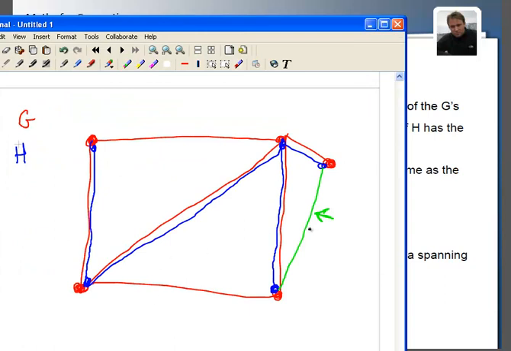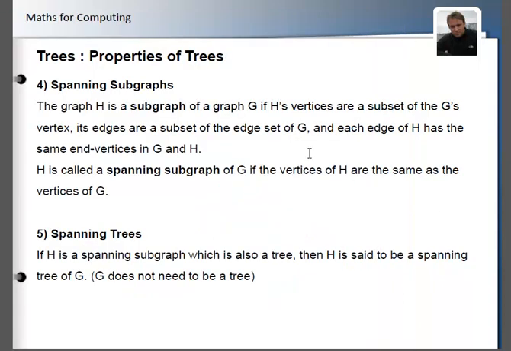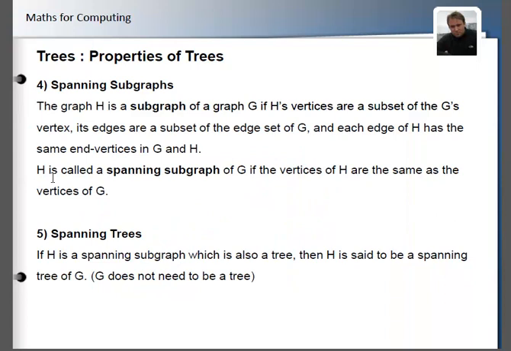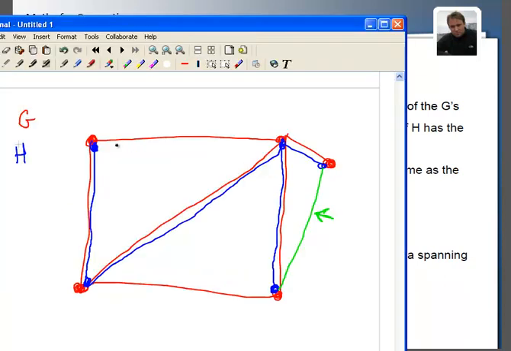Something that might also happen is another way of looking at that one. I think that covers it, really. H is a spanning subgraph of G if the vertices of H are the same as the vertices of G. In the first case, we had a subgraph. Now this is a spanning subgraph because, this is the rule I want to get at: H is called a spanning subgraph of G if the vertices of H are the same as the vertices of G. Essentially, all of the vertices of G are connected by this graph H because it has the same set of vertices.